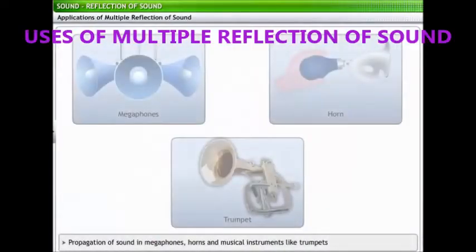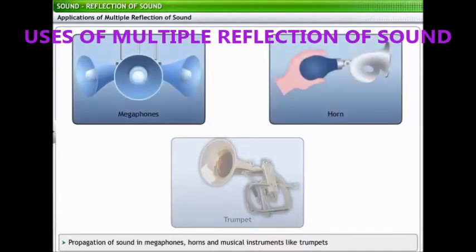Reverberation is generally minimized in auditoriums by covering the walls, the ceiling, and the flooring using sound-absorbent material like cardboard, thick curtains, and fiber. There are various other applications of multiple reflections.